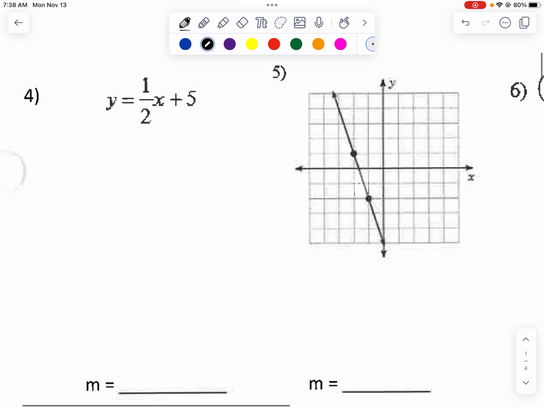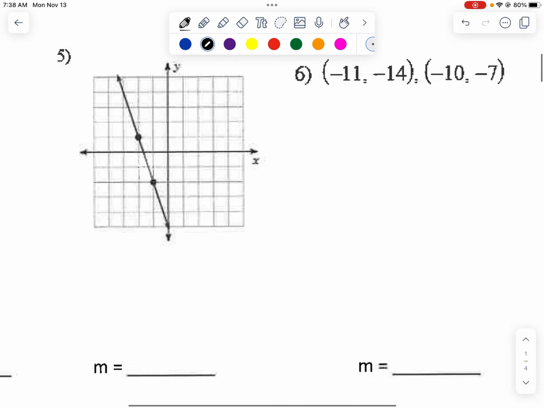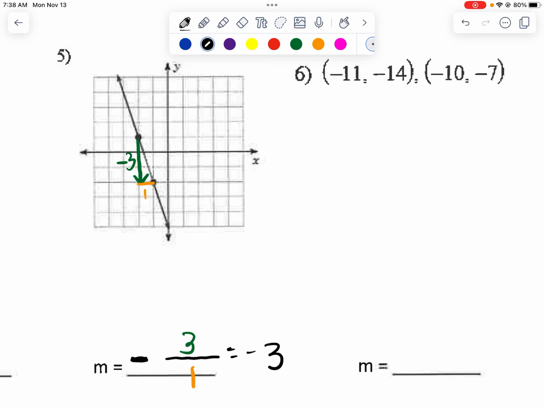This one, remember, if you have an equation, this is the equation. So the number in front of x is the slope. So 1/2. This slope is going to be a negative slope. I'm going to automatically put a negative sign. If I look at this, it goes down 3. It goes across 1. So my slope on this one is going to be negative 3.